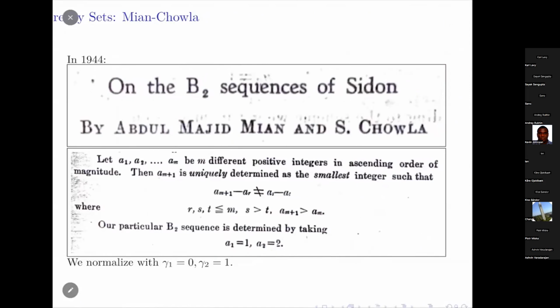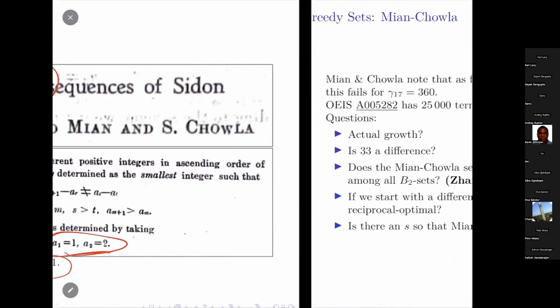Okay, so yeah, here's a mention from 1944. This is the earliest case I'm aware of the B sub H notation appearing in the literature. They call these the B2 sequences of Sidon. And they're just defining the greedy one where they start with 1 and 2. I'm going to shift those down by 1, start with 0 and 1. And let's see what we can say about that.